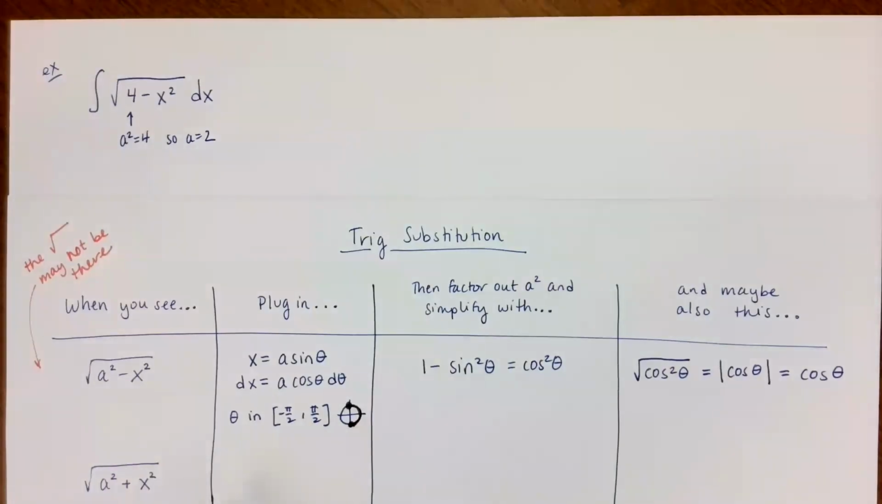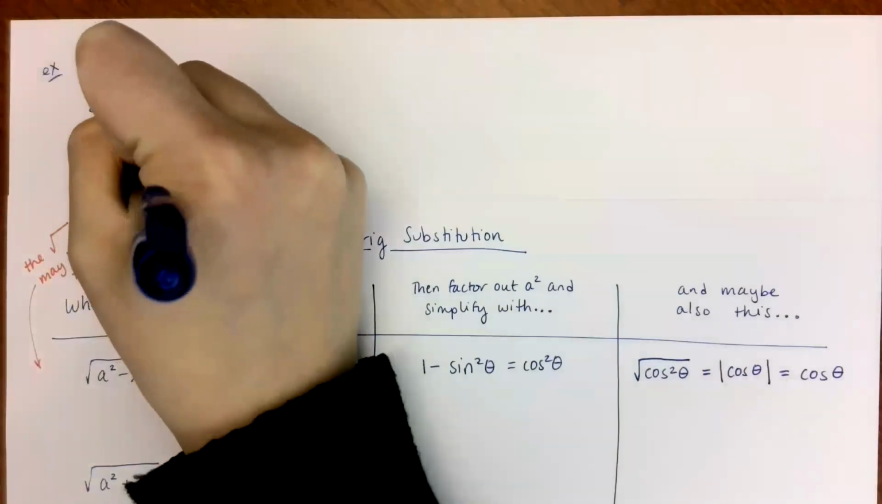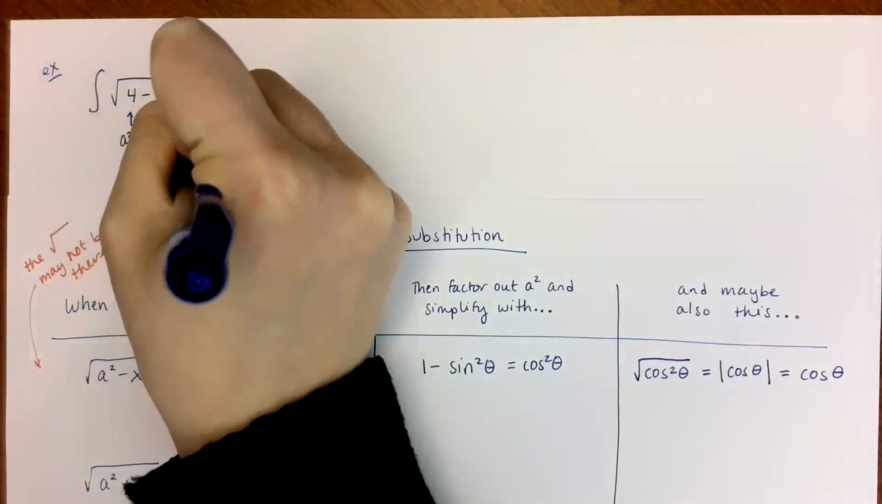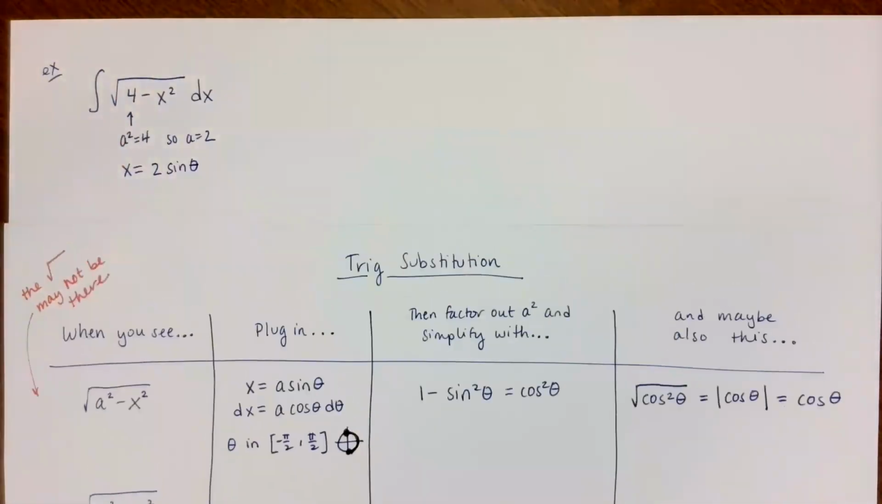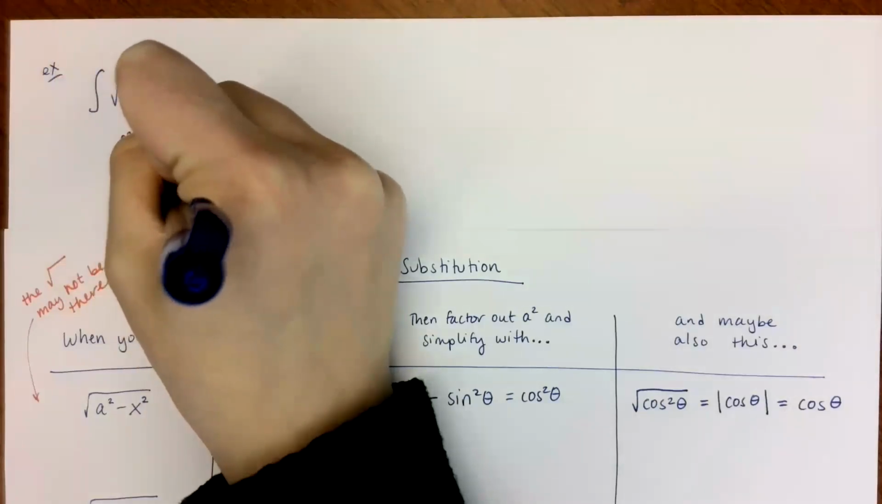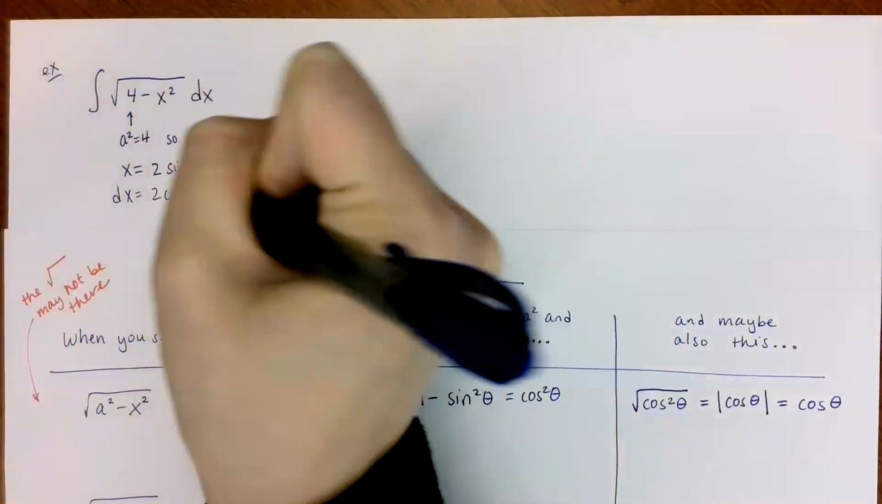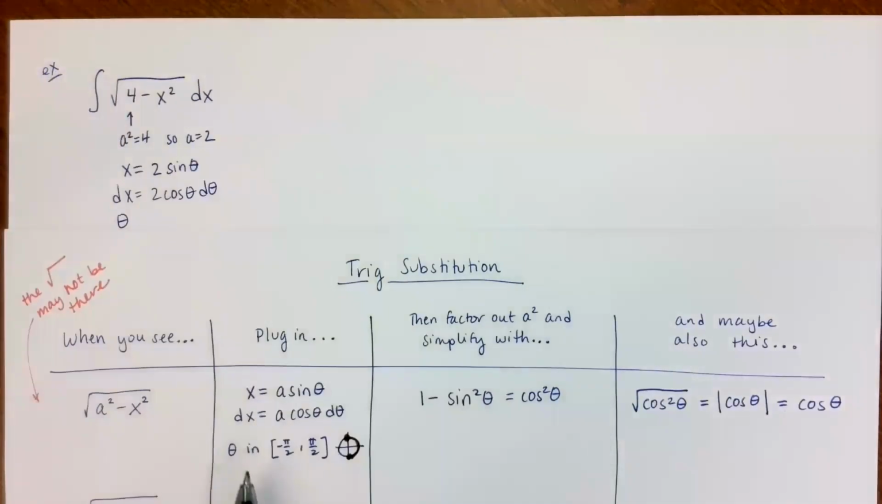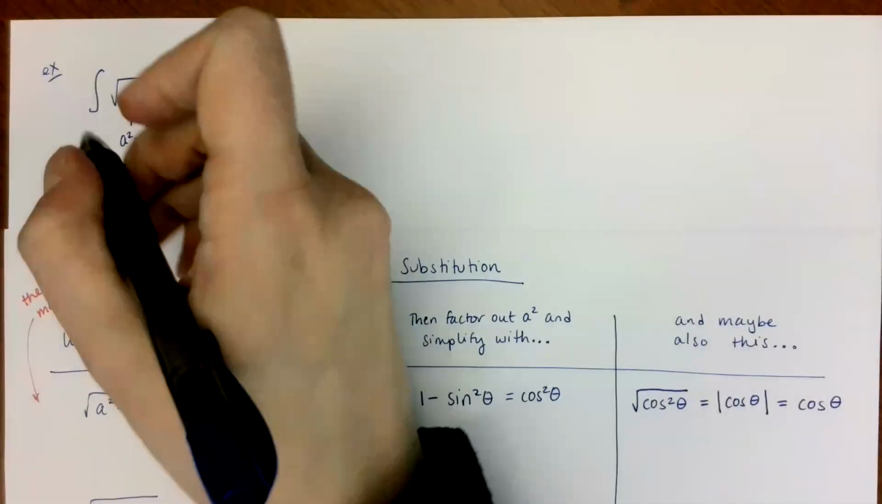Because a squared is the 4. Okay, so the instructions here say sub in x equals 2 sine theta. We're going to compute the dx that goes with it. dx would be 2 cosine theta d theta. And then we'll throw in this restriction, minus pi over 2 to positive pi over 2. Again, you don't have to overthink this. It's just the restriction that always comes with that substitution.